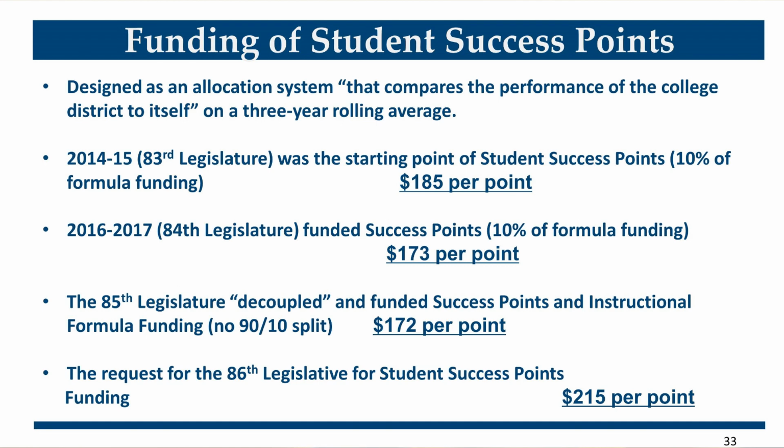And so this last session, the 85th, we asked that there not be a 10% split. But the funding went down again. Sorry, let me be positive. And the funding went down again. And so for this session, we have worked closely with the coordinating board, and we are asking for $215 a point. If you really look at that, that's inflation. And you don't get incentive, if that's what this was designed to do, with declining funding. And so that's the recommendation, and we're hopeful for this.